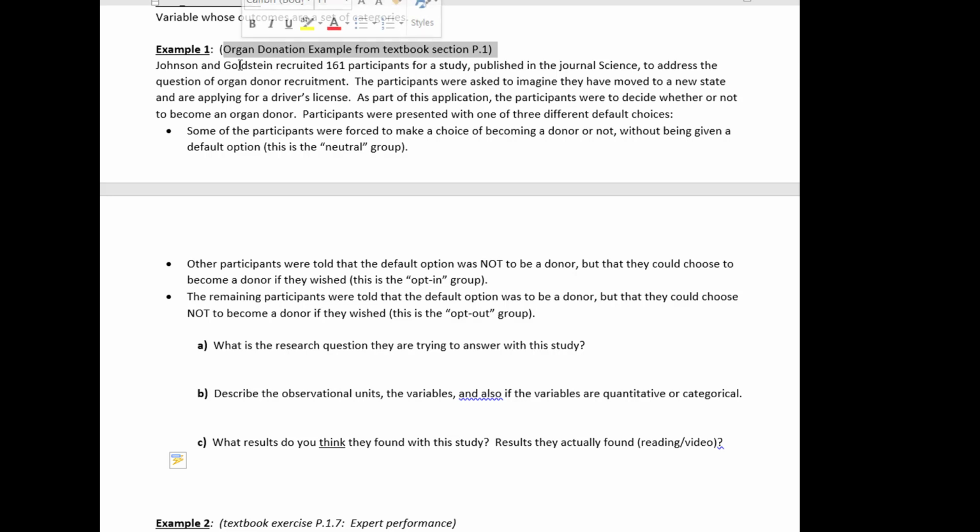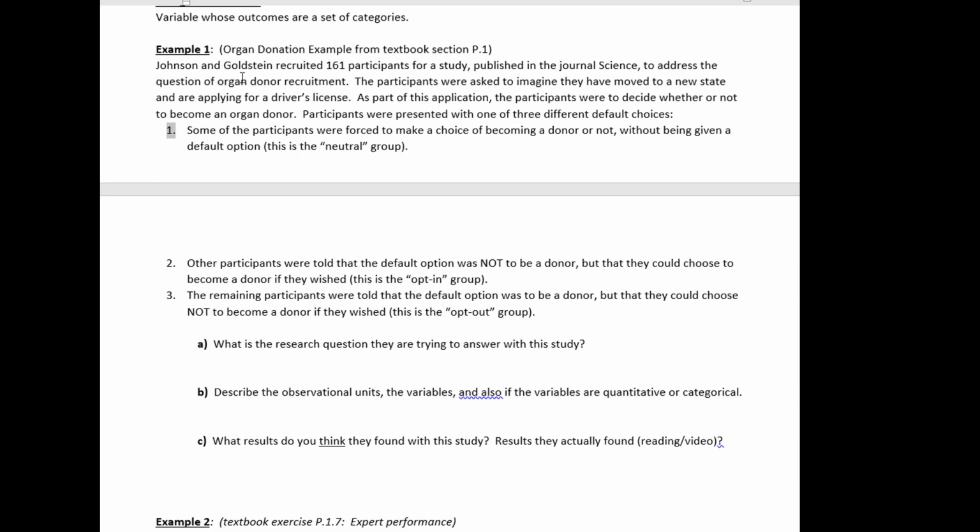It says, Johnson and Goldstein recruited 161 participants for a study. This was published in the journal Science to address the question of organ donor recruitment. The participants were asked to imagine that they had moved to a new state and were applying for a driver's license. As part of this application, the participants were to decide whether or not to become an organ donor. Participants were presented with one of 3 different default choices. I'm going to go ahead and call these choices 1, 2, and 3.